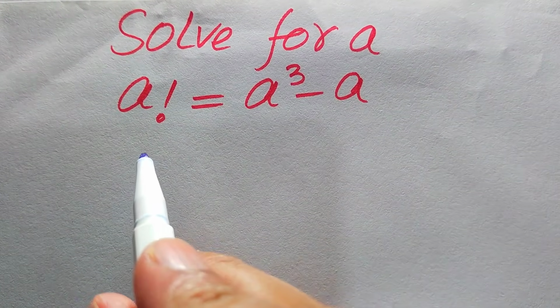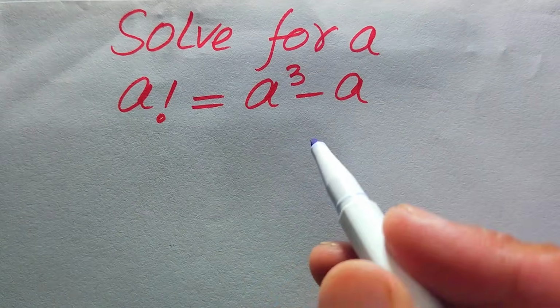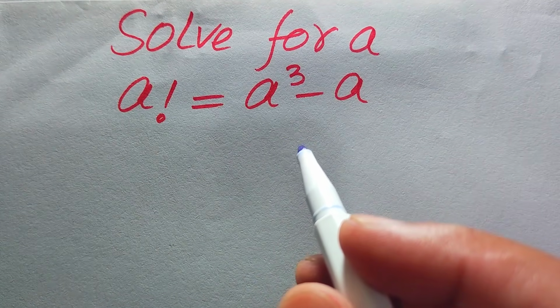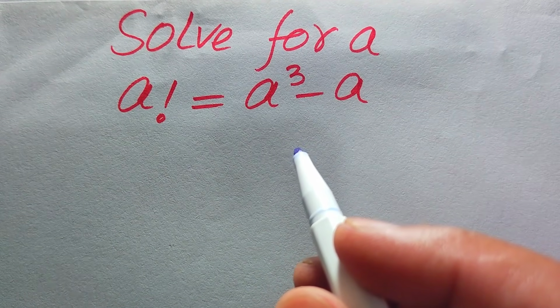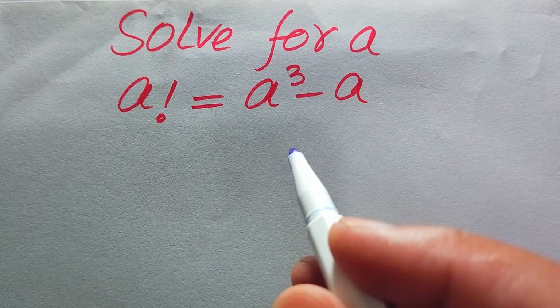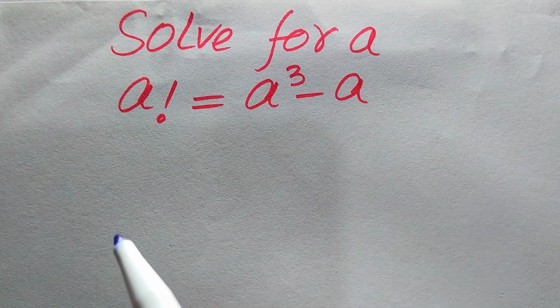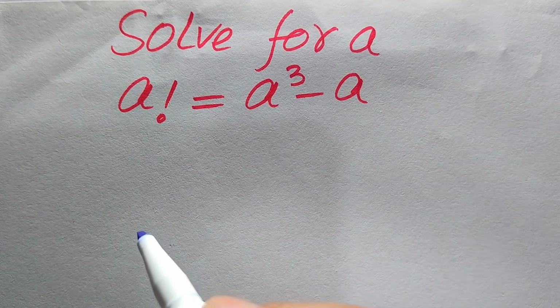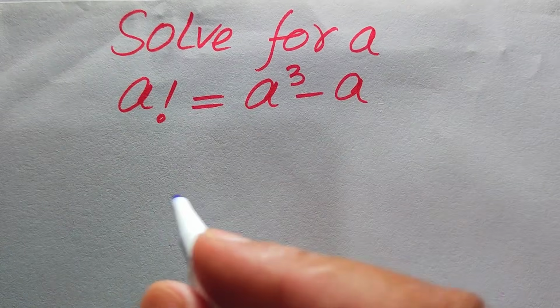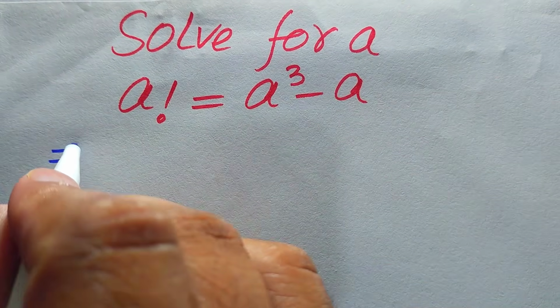So here we have (a-2)! is equal to a cubed minus a, and we solve this problem for all the values of a. First we find all the roots of this equation, and at the end we will verify which of the roots are solutions and which of the roots are extraneous. Now we move towards the solution of this problem.